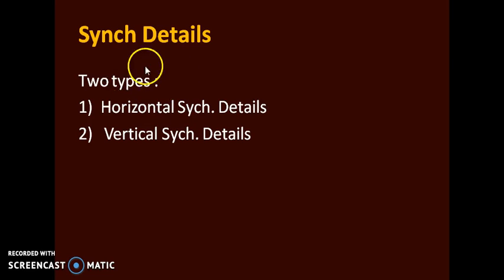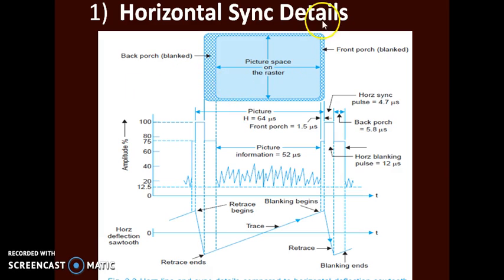Now we will move towards the sync details. We have seen that there are two types of sync details: horizontal sync details and vertical sync details. The horizontal sync details can be described by these three diagrams. First observe the picture space, or the raster. Second is the composite video signal of one active line period, and third is the horizontal deflection coil current. For the 625 line scanning system, the horizontal scanning line frequency is 15,625 Hz.